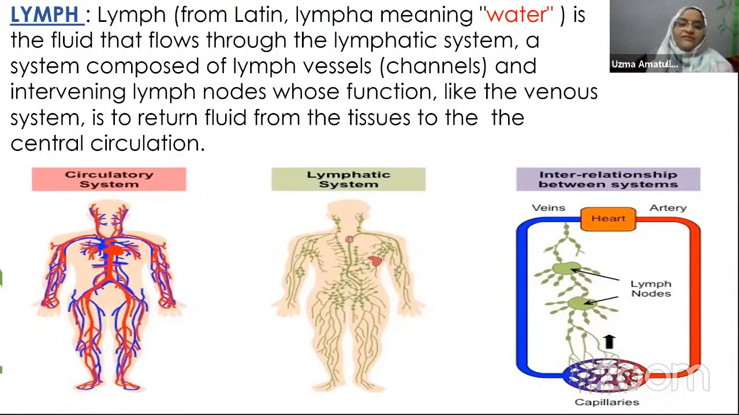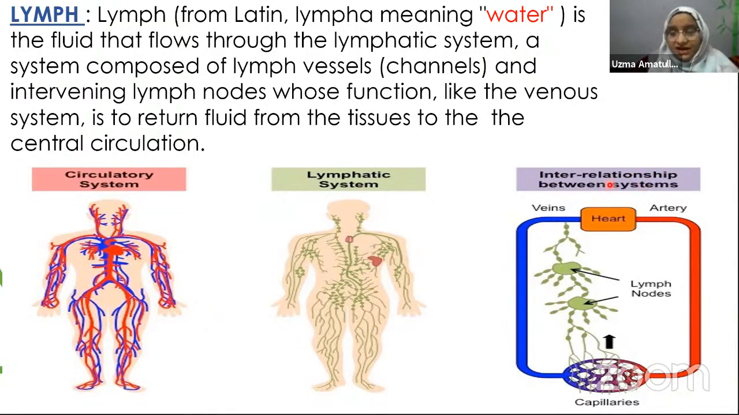Now what is lymph? Lymph, from Latin, lympha means water. It is the fluid that flows through the lymphatic system, a system composed of lymph vessels, channels, and intervening lymph nodes, whose function, like the venous system, is to return fluid from the tissue to the central circulation. Now here, in this left side picture, you see this is the circulatory system. The circulatory system comprises a heart, arteries, the red color ones are arteries, and the blue color ones are veins. Next here you see this is the lymphatic system. The lymphatic system comprises lymph vessels, lymph nodes, and lymph glands. So all these together form the lymphatic system.